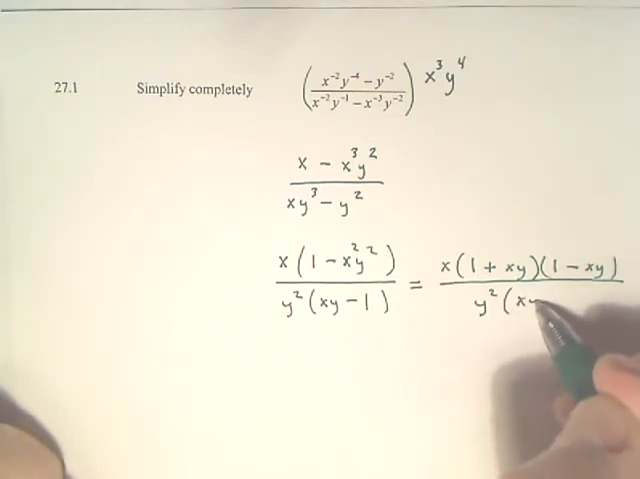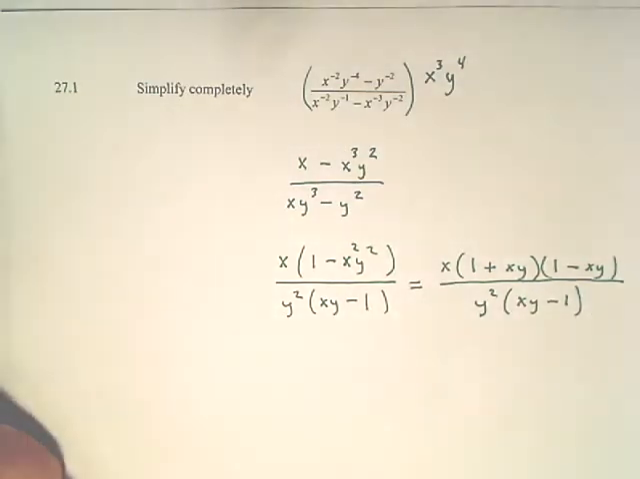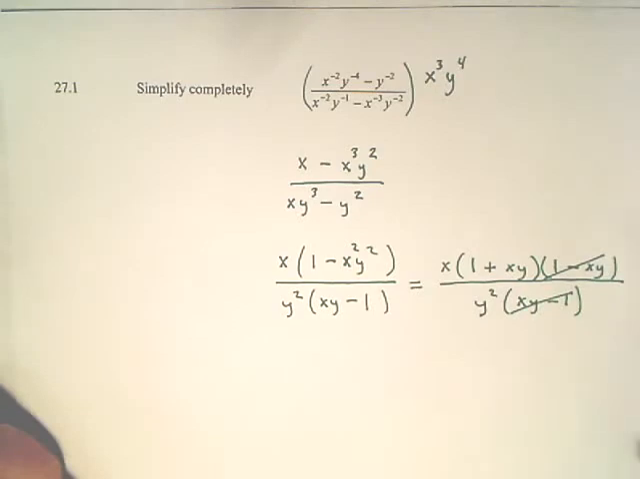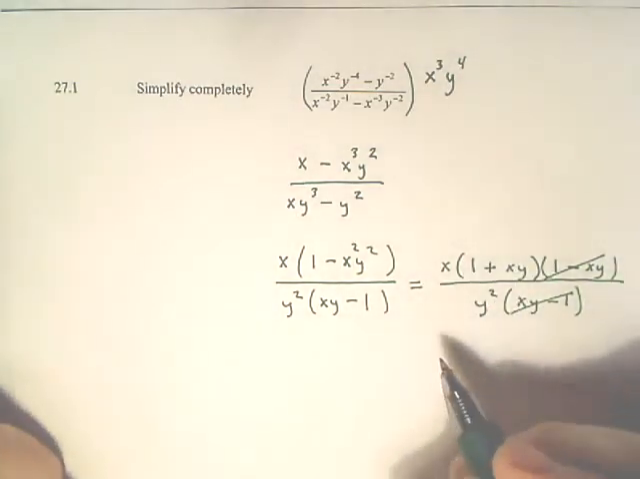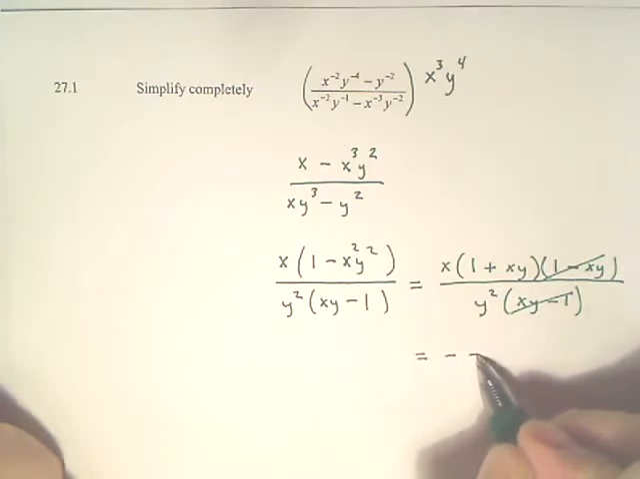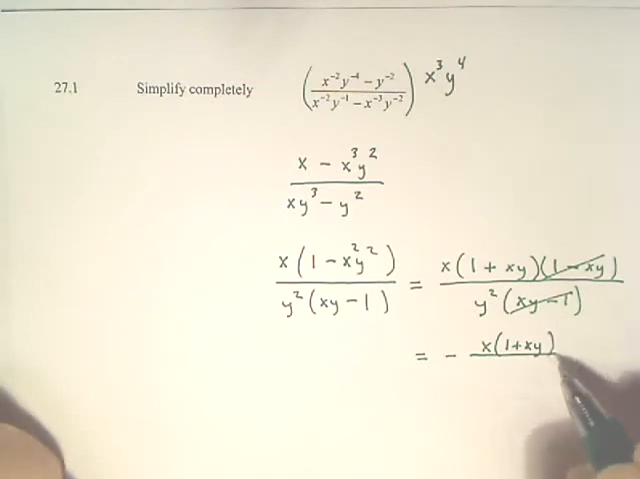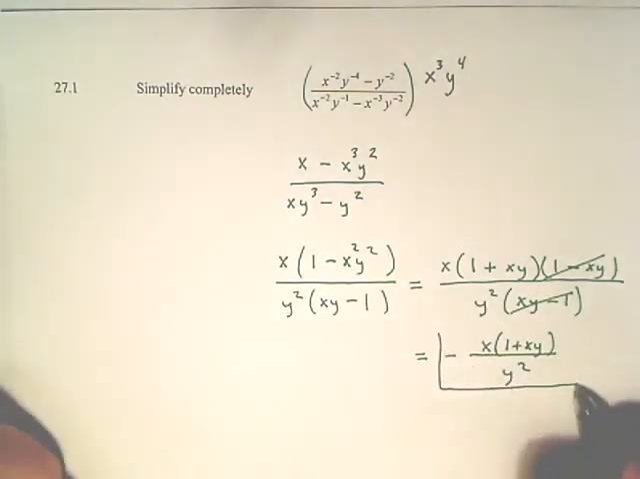Bring the bottom over, and now look for anything that may cancel. The 1 minus x squared and the x squared minus 1 simplify to a negative 1, so the remaining fraction with a negative out front is our solution. And there you have it.